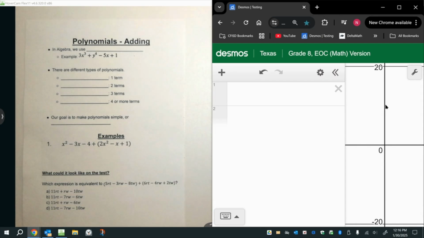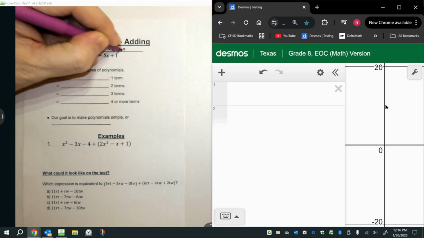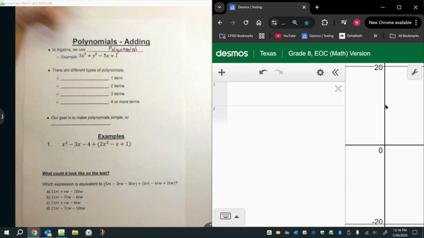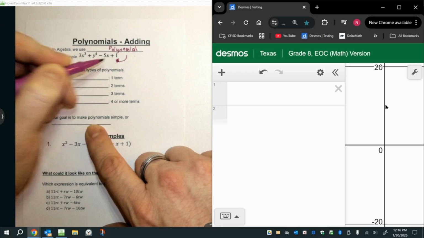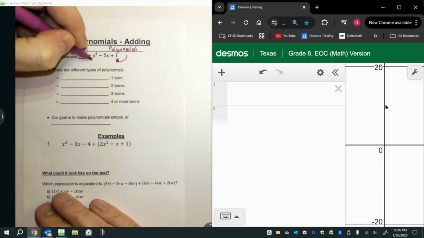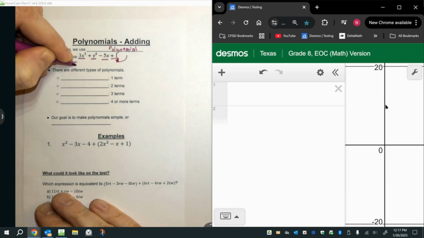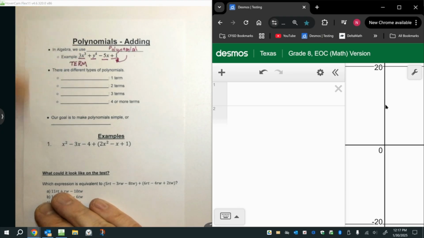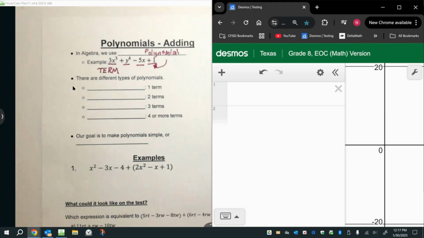All right, so what is that? Well, in algebra, we use what we call a polynomial. And here's an example of a polynomial. Polynomial means it has many terms. Each one of these is a term. And so, when we look, it tells us 1, 2, 3, 4. I have 4 terms in this one, okay?